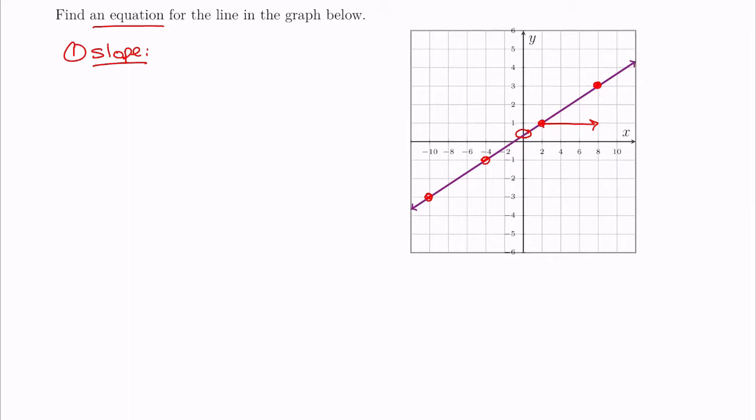What we need to remember, though, is the scaling on this graph. Since the x-axis is scaled as 2, 4, 6, 8, 10, I need to recognize that this run is not 3 units, but 3 tick marks. And 3 tick marks with that scale would be a run of 6.